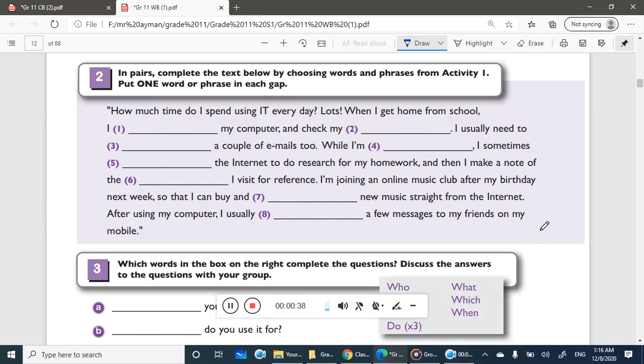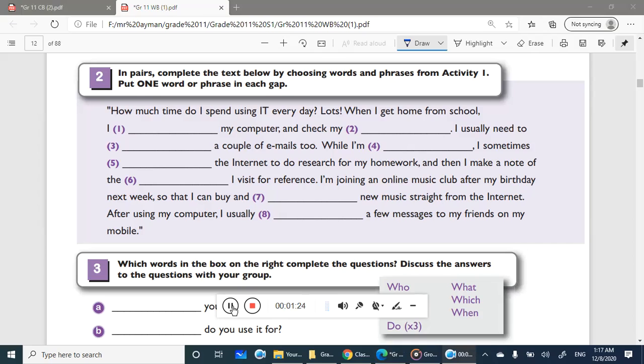Listening 1.2.1. How much time do I spend using IT every day? Lots. When I get home from school, I switch on my computer and check my emails. I usually need to send a couple of emails too. While I'm online, I sometimes surf the internet to do research for my homework, and then I make a note of the websites I visit for reference. I'm joining an online music club after my birthday next week, so that I can buy and download new music straight from the internet. After using my computer, I usually text a few messages to my friends on my mobile.